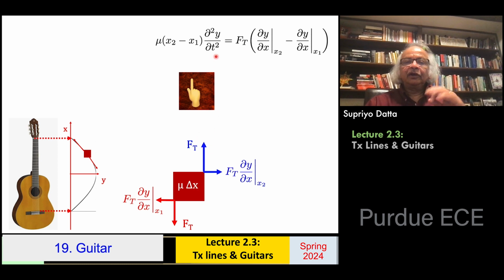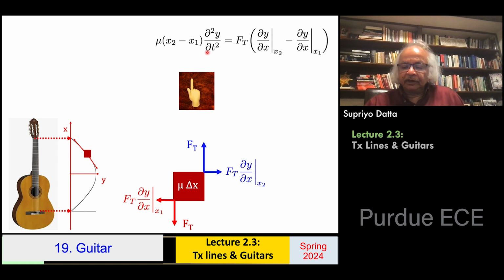And so Newton's law is that the force is equal to dp dt, d dt of the momentum. And that's where you have this mu delta x, that's the mass, times this acceleration d2y dt2, and m times that would be like the dp dt. Okay? Anyway, so that's what Newton's laws would get you.